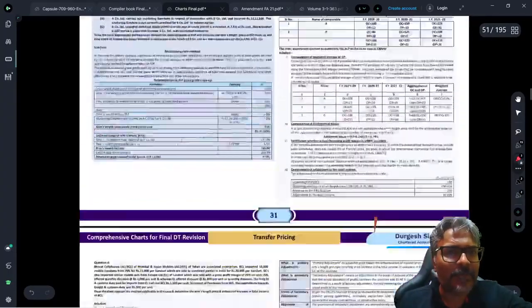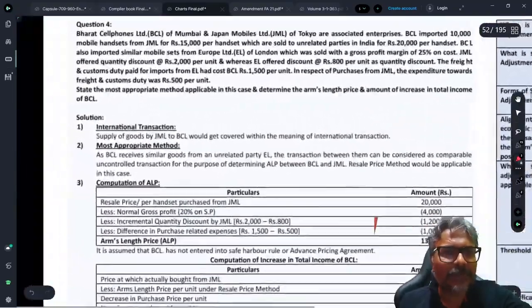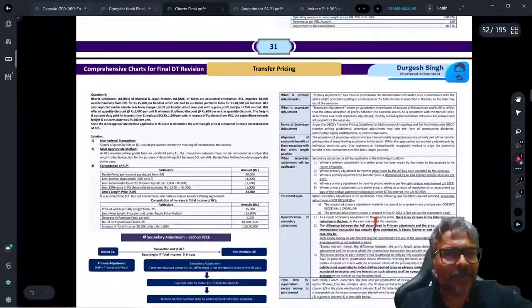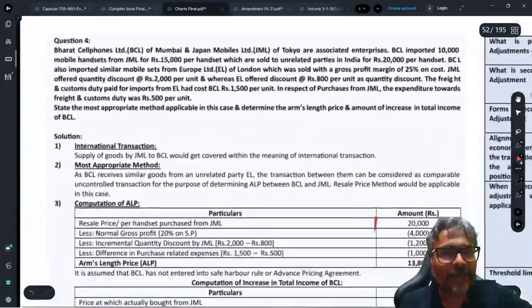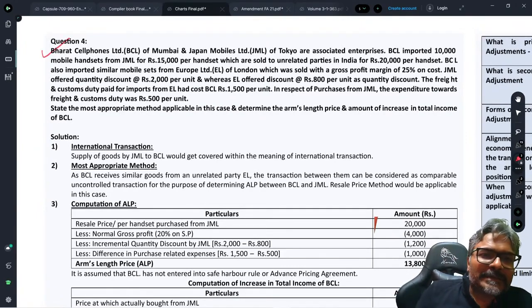And on this basis, let's see what this new ICAI question is that they have put up in this particular case. The new ICAI question, students, question number 4, Bharat Cell Phone. This is a new one. So let's have a look, students, in this context, what it has to say.